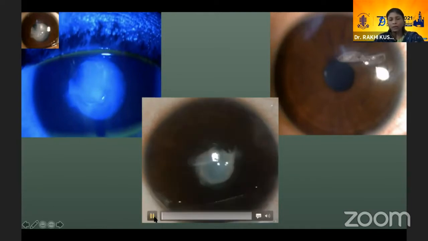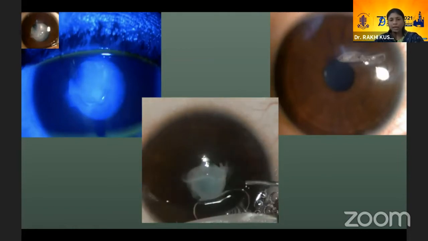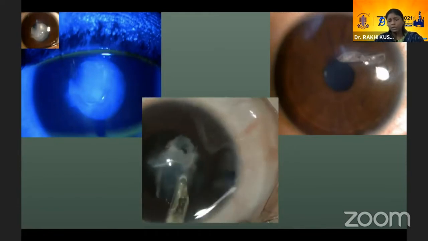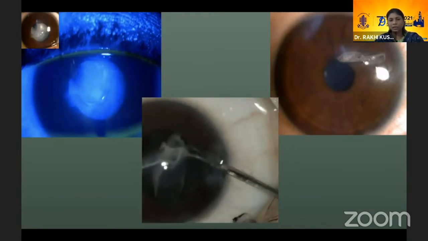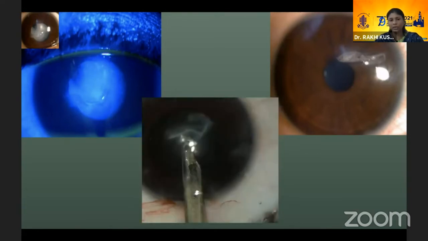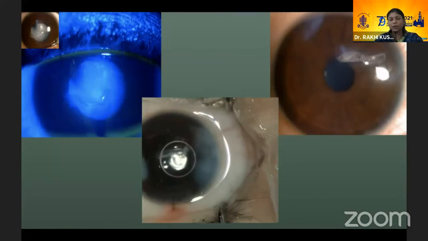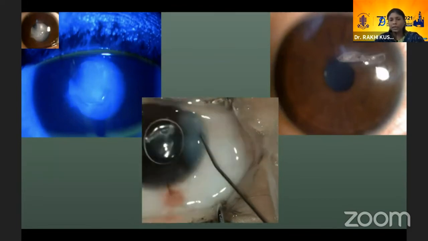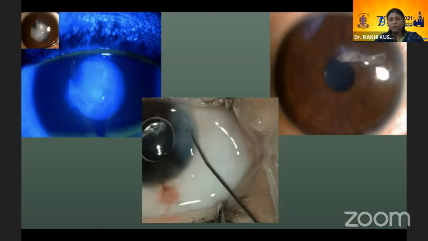This one is a case, contrary to the first one. It is also of the same size, but it did not present with a frank Seidel's test, only a pressure Seidel's test was positive in this case. So it can be easily healed with a BCL or by itself, with or without glue. So in this case, we didn't do any suturing, and we just did cataract surgery after 2 months of healing of the wound.